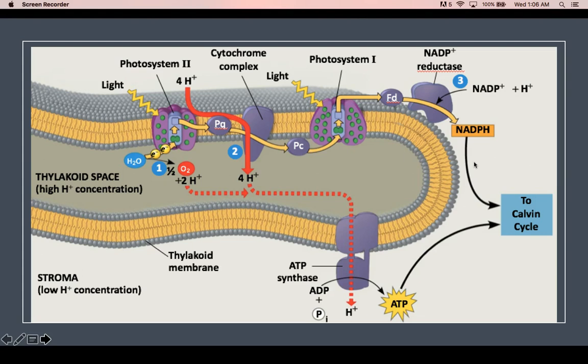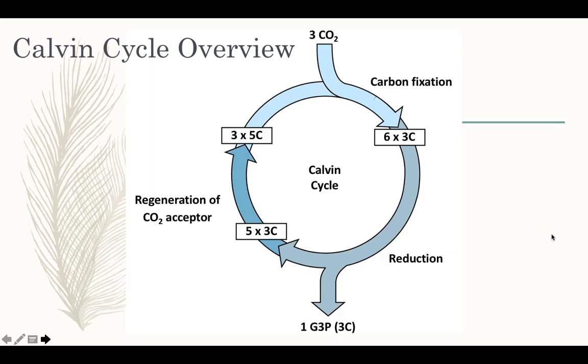The Calvin cycle is, of course, light independent. It's light independent because the energy source for the Calvin cycle is the ATP that was created during the light dependent reactions. So the Calvin cycle's job is to take inorganic carbon in the form of carbon dioxide and reduce that to organic carbon in the form of a sugar.